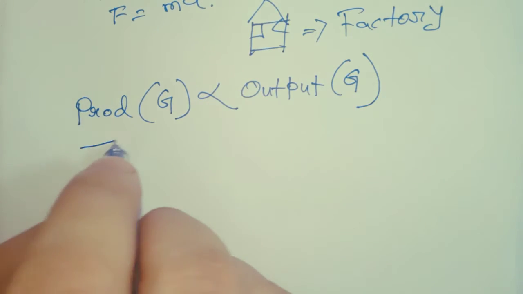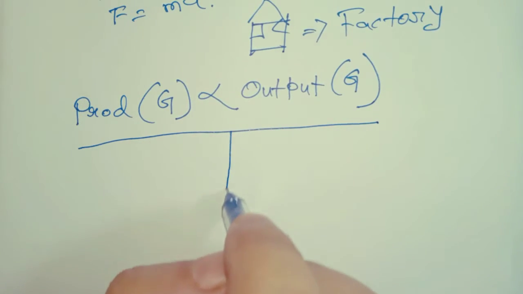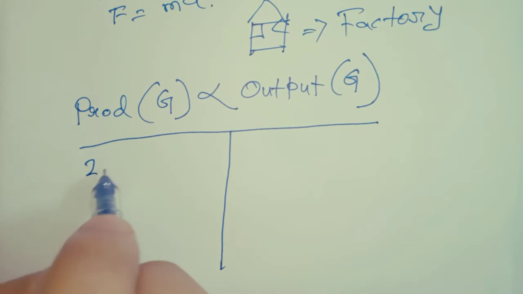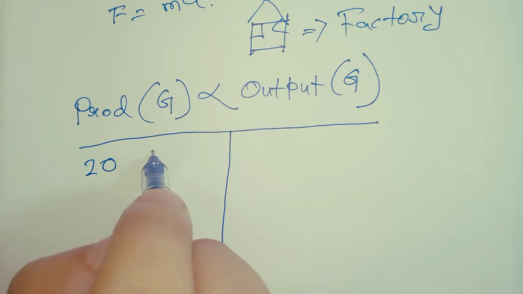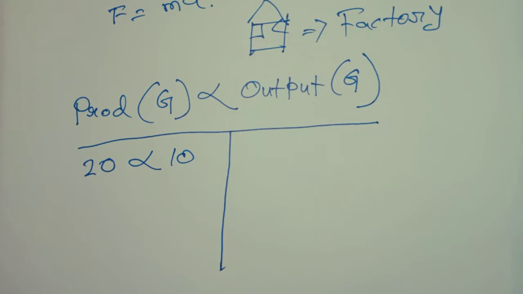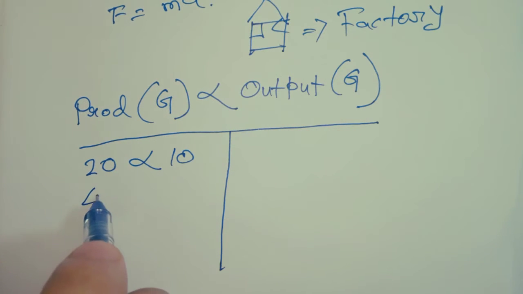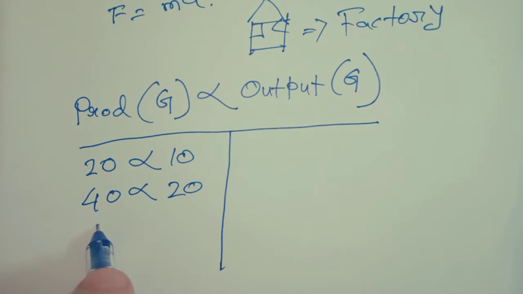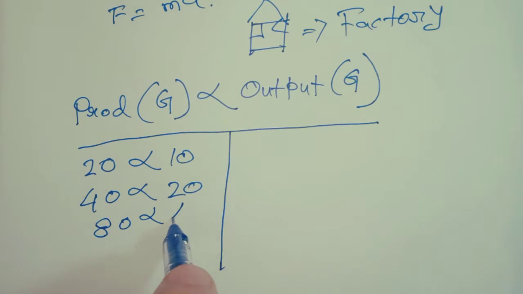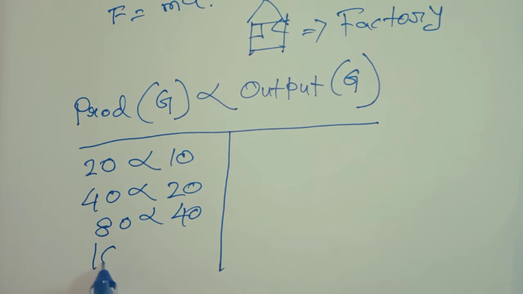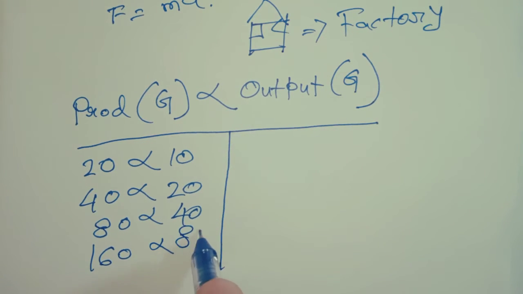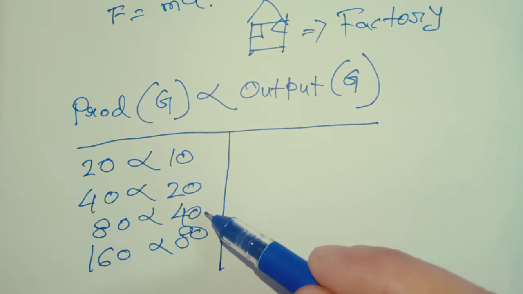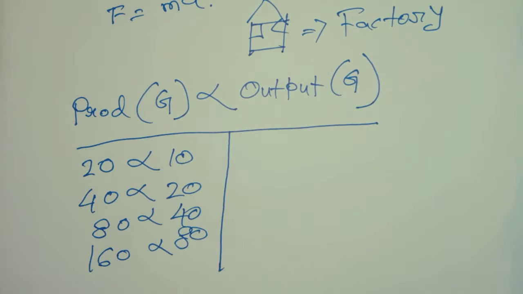Now if I take something like this, when we are producing 20 units, the output is 10 units. Say, the production of glass, when it is 40, it is directly proportional to 20. When it is 80, it is directly proportional to 40. When it is 160, it is directly proportional to 80. So you see there is a constant change from 10 to 20, 20 to 40, 40 to 80. So what is happening?